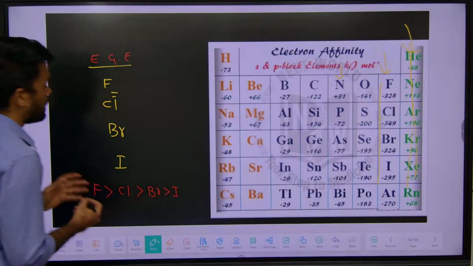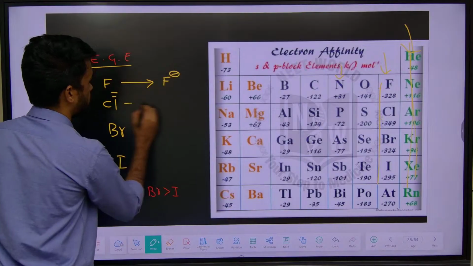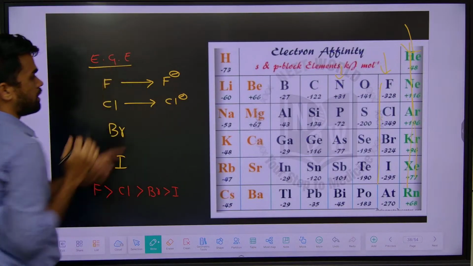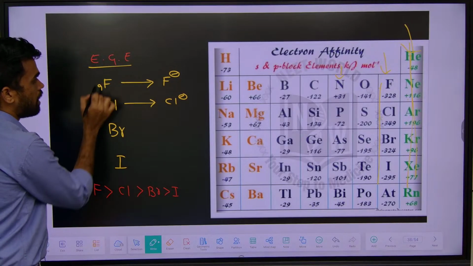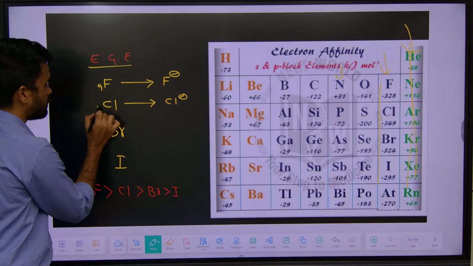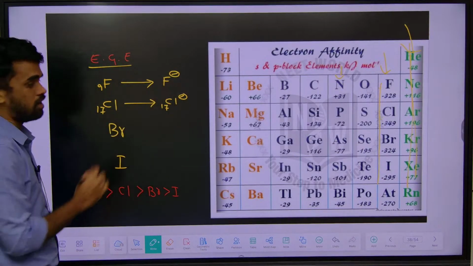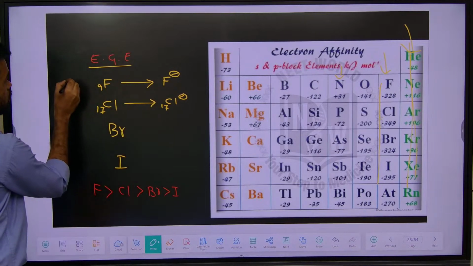Electron gain enthalpy means the conversion of an atom to its anionic form, like this only. Here the atomic number is 9, having 9 protons and 9 electrons, and here it is 17. Here also atomic number 17, 17 protons and 18 electrons. Now observe what is the size thing here.